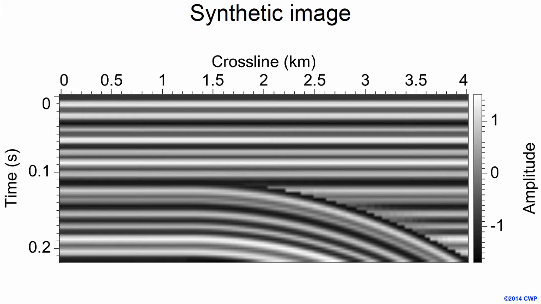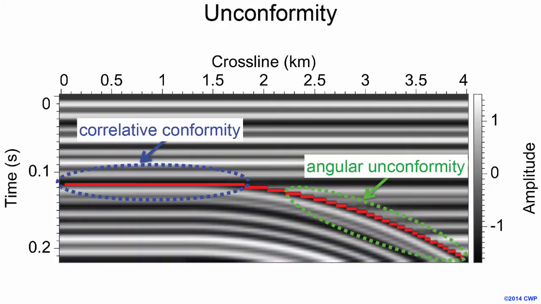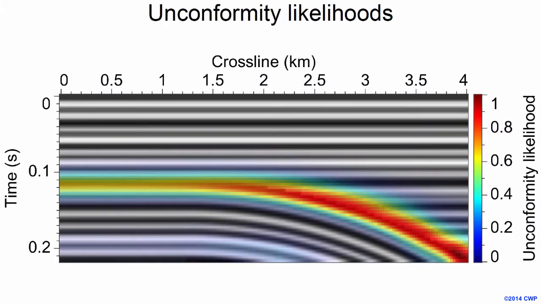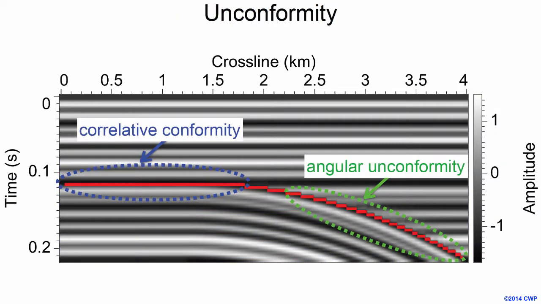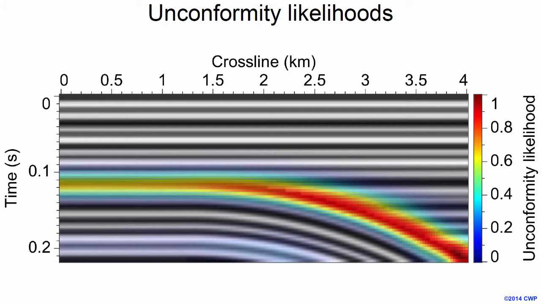So now let me use this synthetic image to explain how to compute the unconformity magnitude. The image shown here has a complete unconformity with both the angular unconformity and the correlative conformity. Here I want to comment that most unconformity detection methods can only detect the angular unconformity. However, our unconformity magnitudes can detect both the angular unconformity and its corresponding correlative conformity.